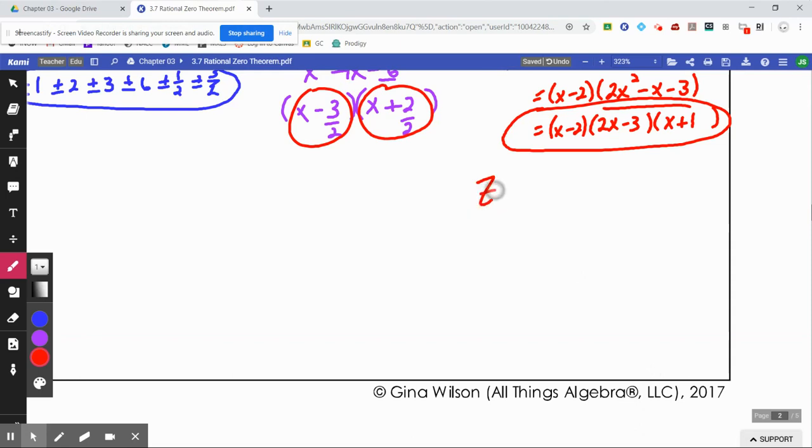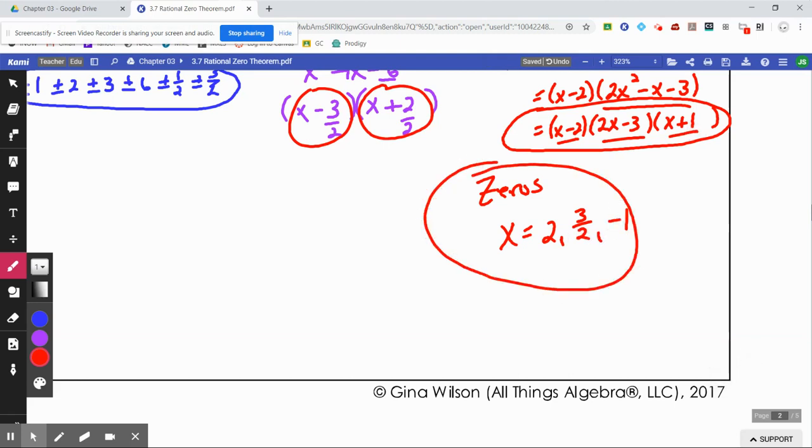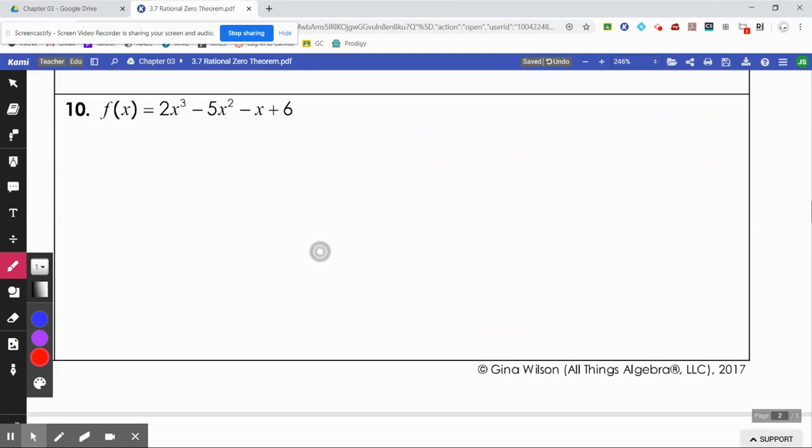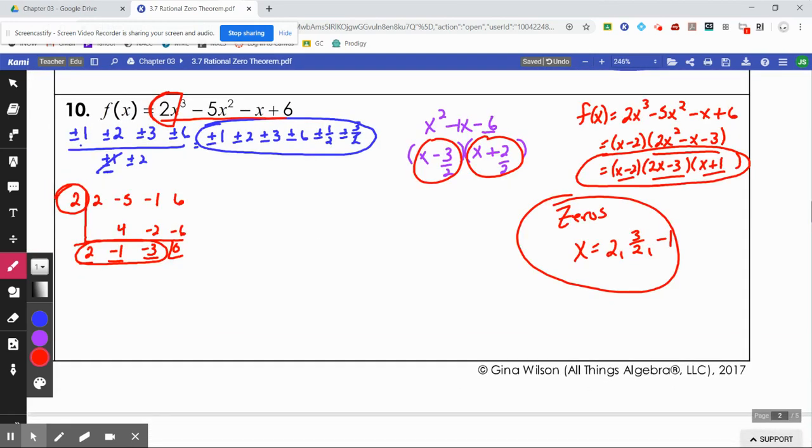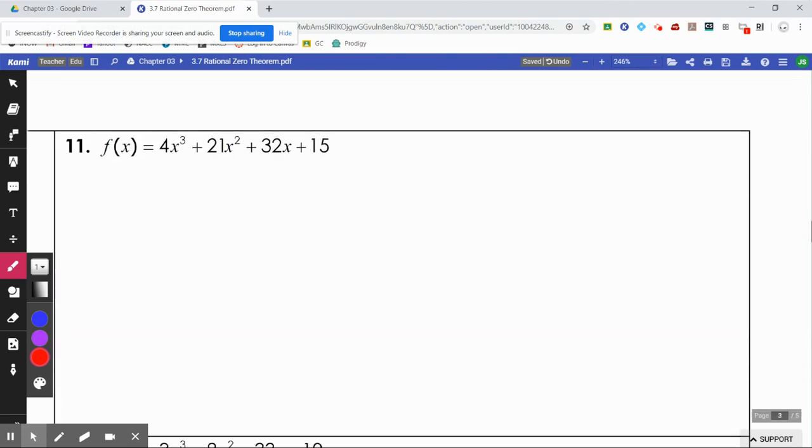So your zeros are x equals 2. Set it equal to 0. Move the 3 and 2 over. That'd be 3 halves and -1. That's your 3 intersection points. And again, if you think about this, x to the third graph, the general form, what does that actually look like? It would look something like this probably. Here's the x axis. It will have 3 intersection points, and there they are. Number 11, let's do another one.